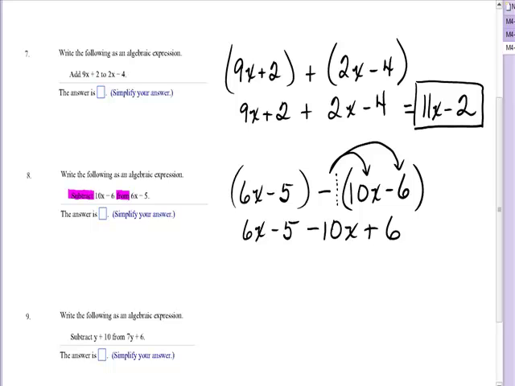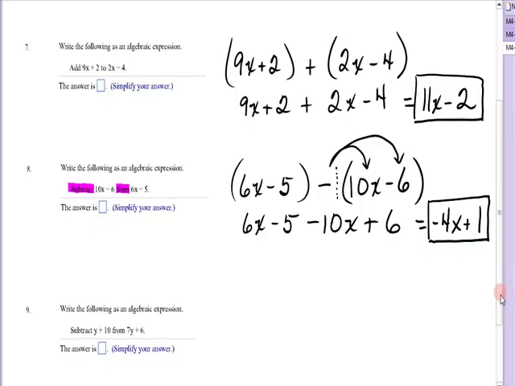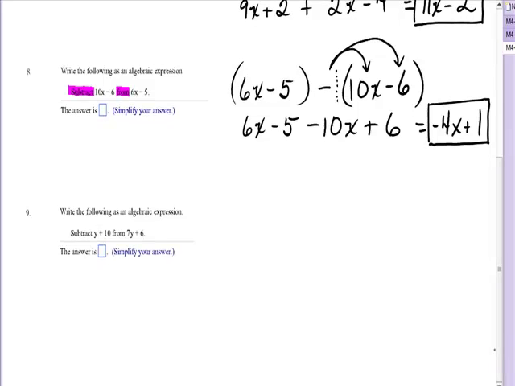You can also think of it in the subtraction rules where you keep, you change to addition, and you change the sign on every term after. I just don't put in this as a plus sign. So I've done it as distributive property with a negative 1. Now combining like terms, positive 6x, negative 10x for negative 4x, negative 5 and positive 6 gives me plus 1. You have to be very careful with that negative. I think we'll see another example like that in number 9.